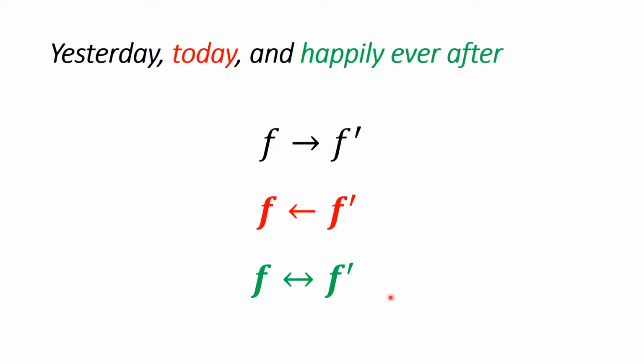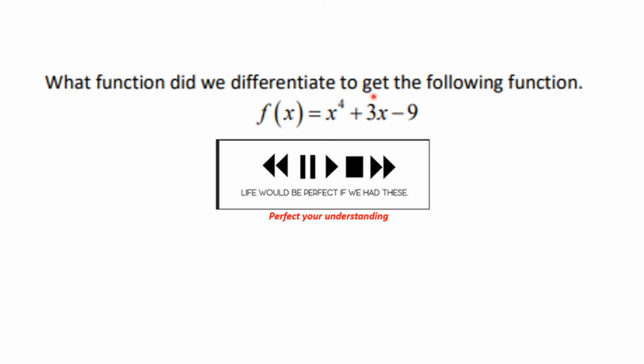That means that your mathematical life is much richer, and I hope that in this mathematical life you are happily ever after. So let's begin with a question that actually will frame much of our discussion today. What function did we differentiate to get this function, x to the fourth plus 3x minus 9? Please spend some time on this. You know what to do. Let's see how you did.